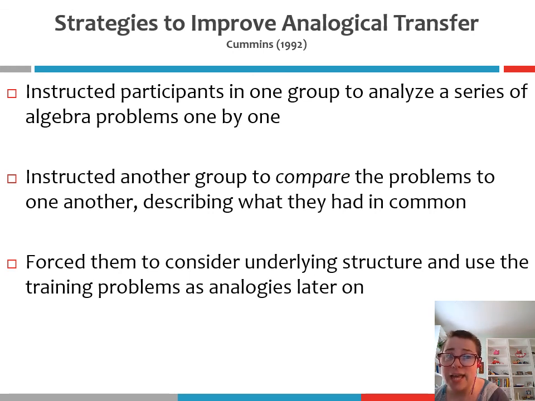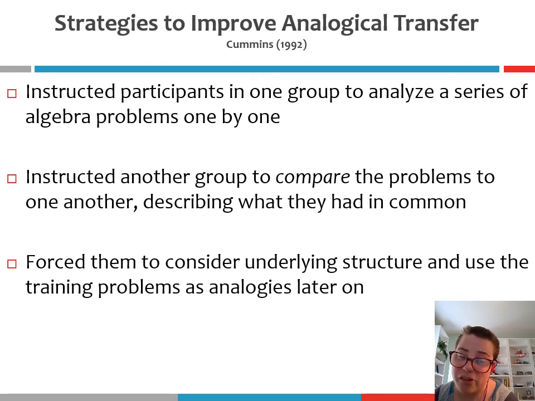In this first study, participants were given 2 sets of instructions, right? Participants in one group were told to analyze a series of algebra problems one by one, okay? And another group was instructed to compare each of the problems to each other, right? So one group solved the problems and the other group simply compared the problems to each other, or attempted to notice what the problems had in common. So this is an example of that mapping procedure.